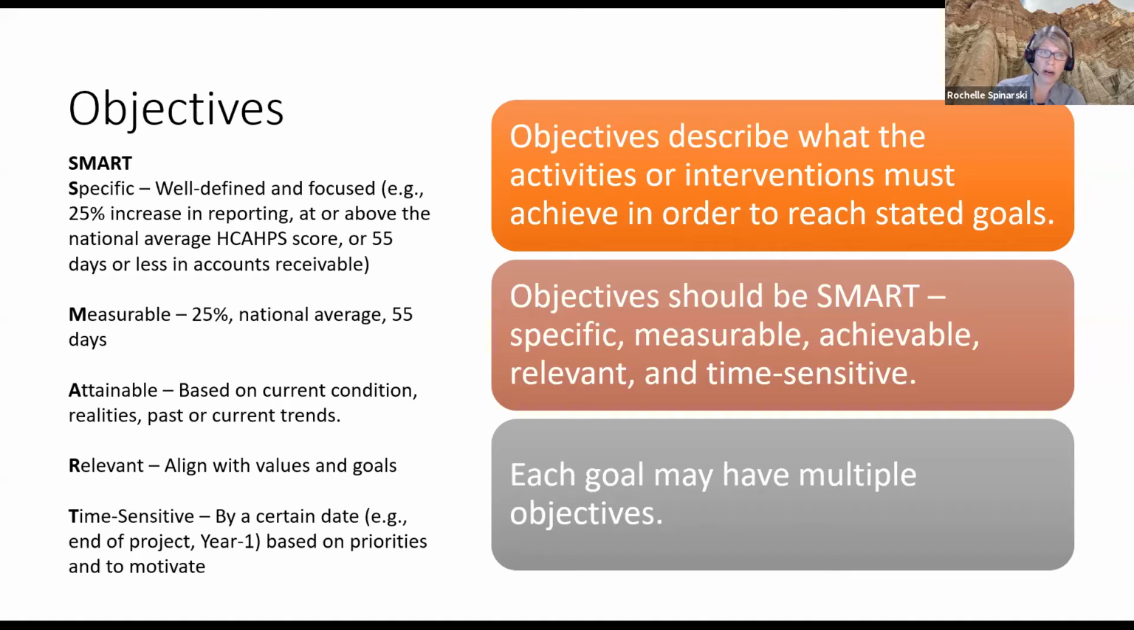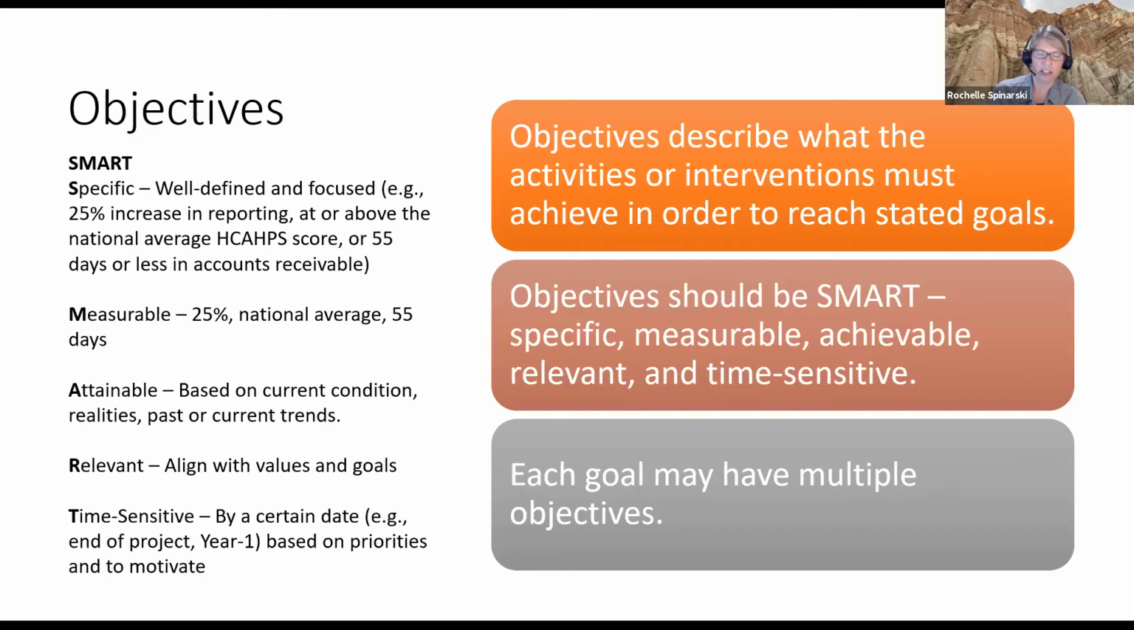So what are SMART objectives? SMART objectives are very specific. They have to be well-defined and focused. And I'm going to give you some examples of these so you can actually see what I'm talking about. They have to be measurable. There has to be something that's quantifiable if it is SMART. If it's not quantifiable, then it is not SMART. It really should be attainable, something that is realistic. It could be based on national standards or trends, but it really should be attainable.